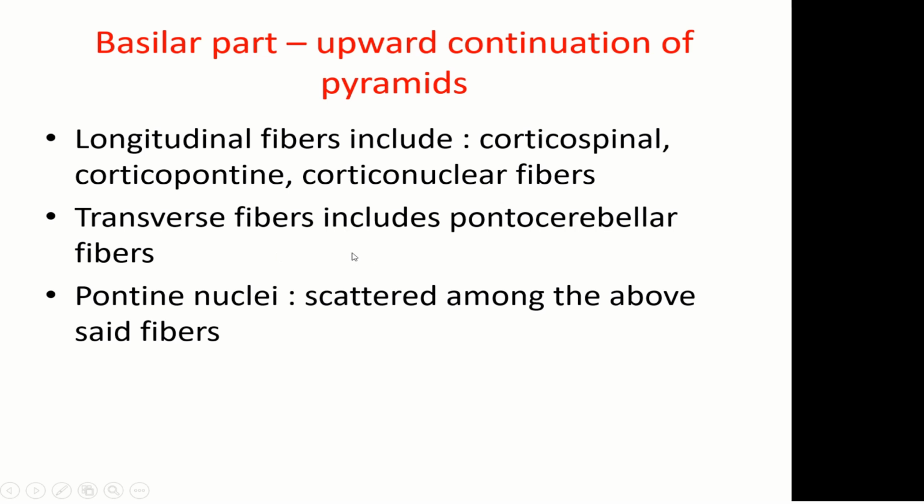Whereas transverse fibers include the next continuation of these corticopontine fibers, from the cerebral cortex to pontine nuclei. From the pontine nuclei, they will go to the opposite side cerebellum in the form of pontocerebellar fibers. These fibers are actually creating the transverse striations on the ventral surface of the pons. So pontine nuclei are scattered among the above said fibers.